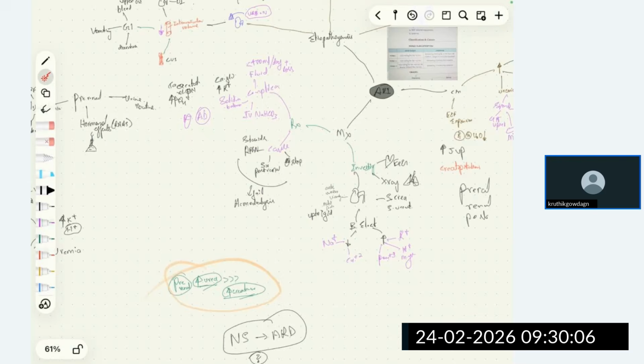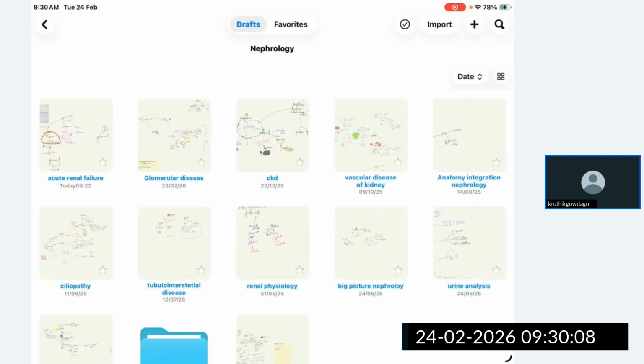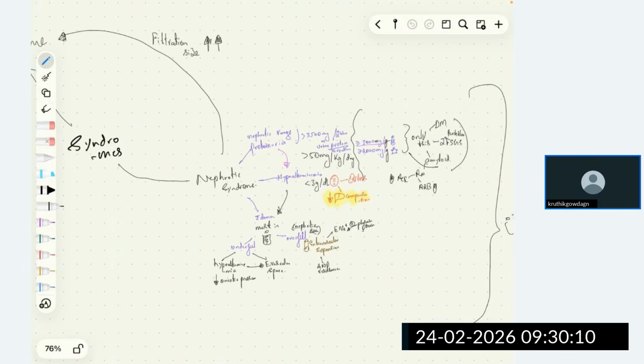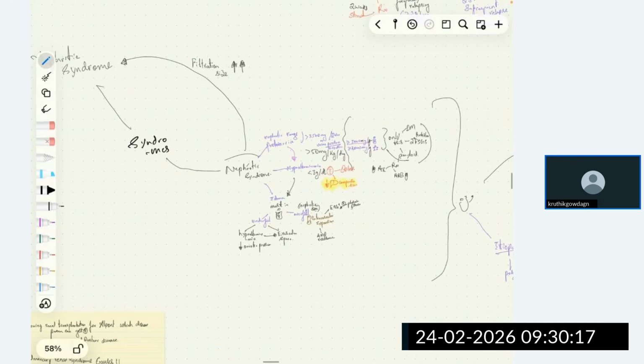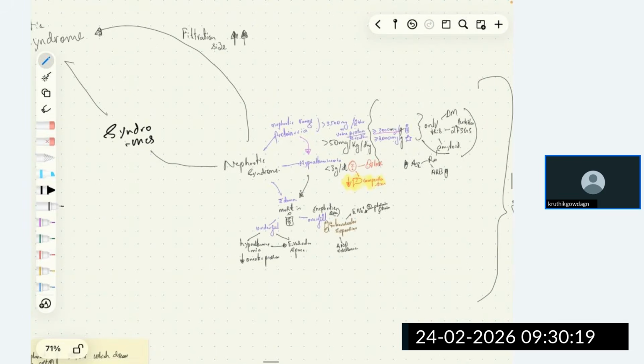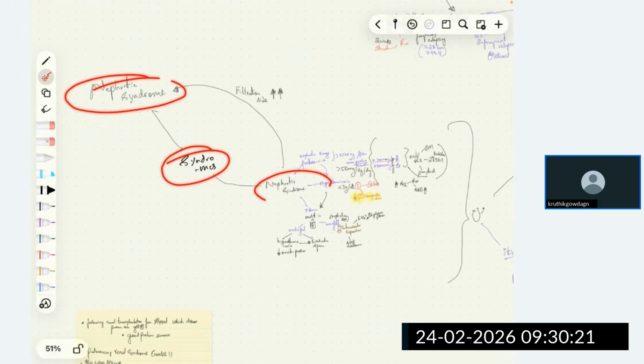Next, going on to glomerular disease. In glomerular disease, we have nephrotic syndrome. What is the definition of nephrotic syndrome? We have two important syndromes in nephrology, that is nephritic and nephrotic syndrome. Nephritic syndrome we will discuss afterwards. Let's discuss nephrotic syndrome.